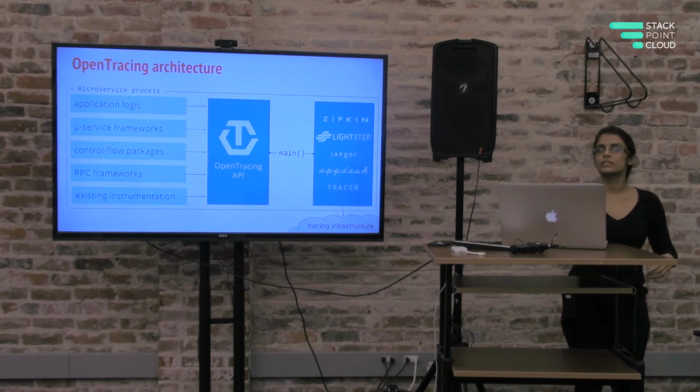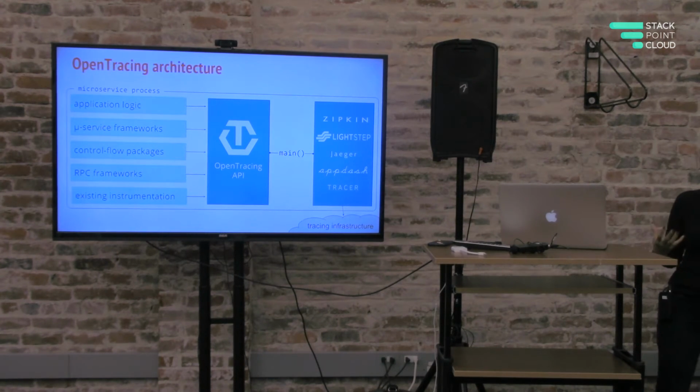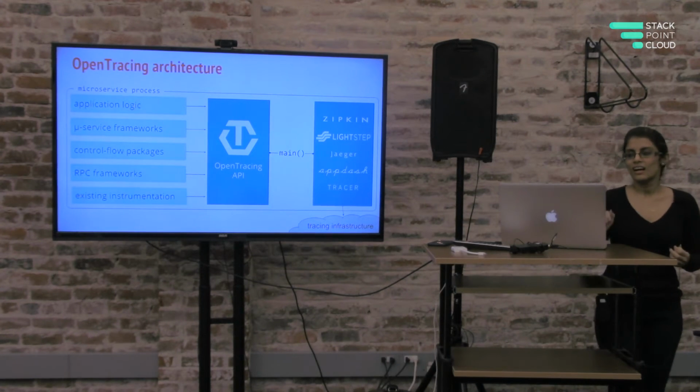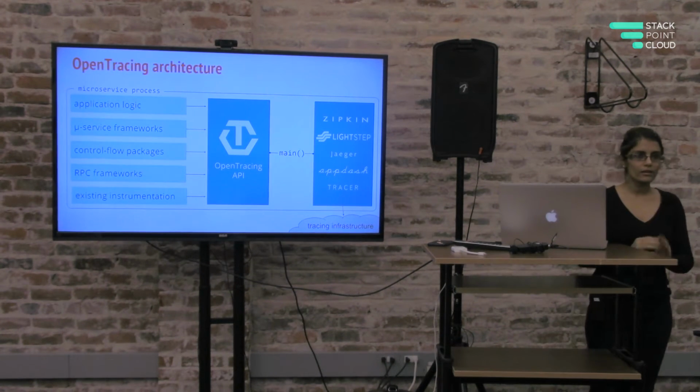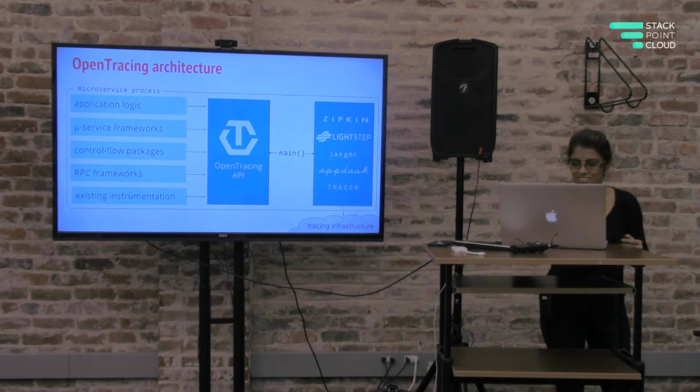So all of the decision making around sampling, how exactly the insights and the analytics are working, that happens in the tracer. OpenTracing is just a thin layer to get the data. It's like the pipe or the tunnel.